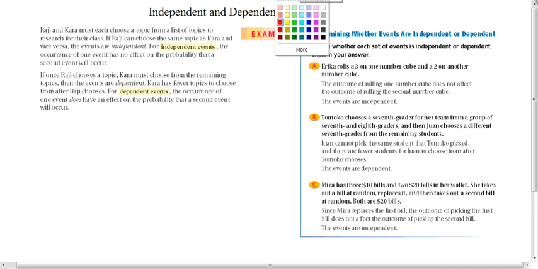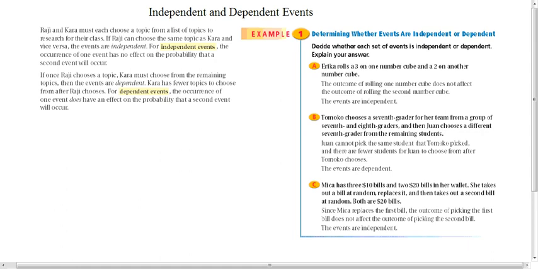Okay, so let's see, I'm going to make it a little larger, and I want to use red. So we have Raja and Kara, who must choose a topic from a list of topics to research for their classes. So you're in your English class and your LA class, and you have a paper that you have to do. So Raja can choose the same topic as Kara and vice versa.